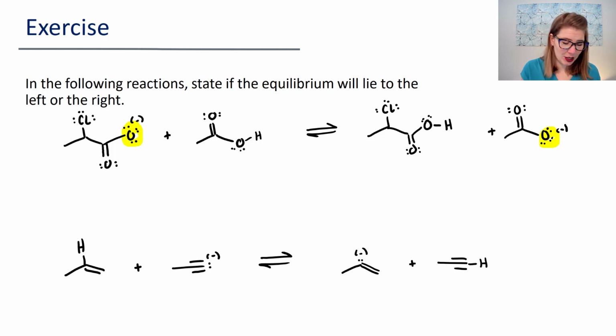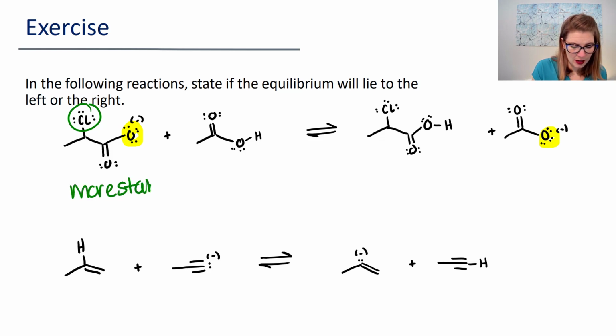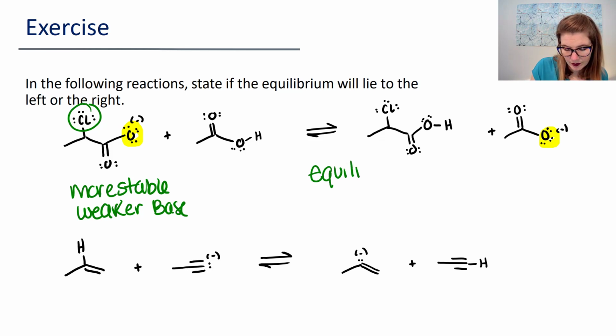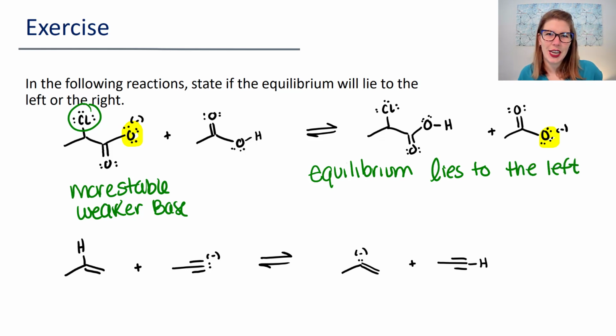So the next thing I do is I look at induction and I see a chlorine over here that's going to pull electron density toward itself, making the base on the left more stable. And because that one is more stable, it is weaker. Remember that the equilibrium always lies to the side of the weaker acid and the weaker base. So in this first example, the equilibrium is going to lie to the left. Let's look at the next one.